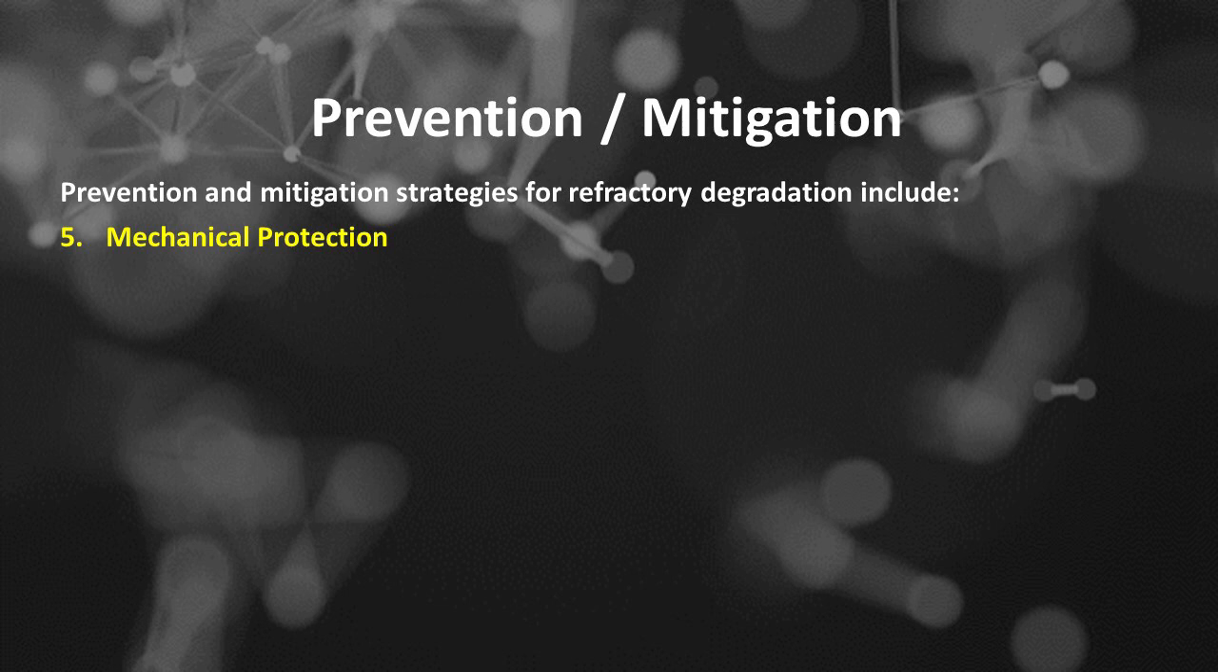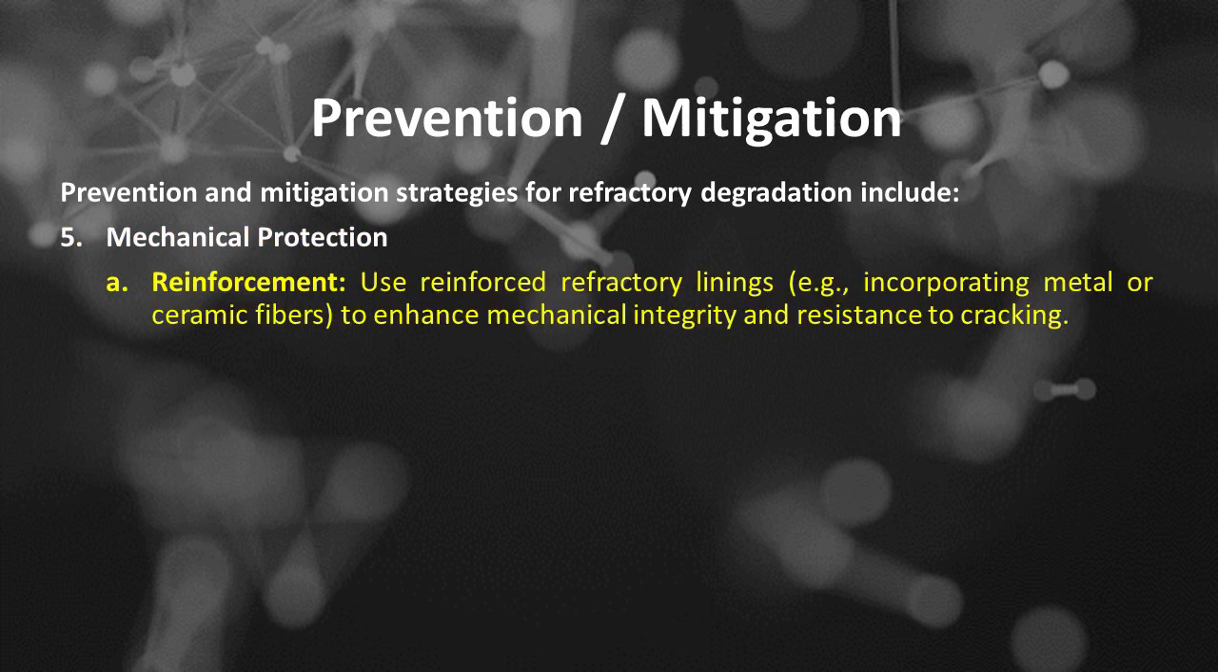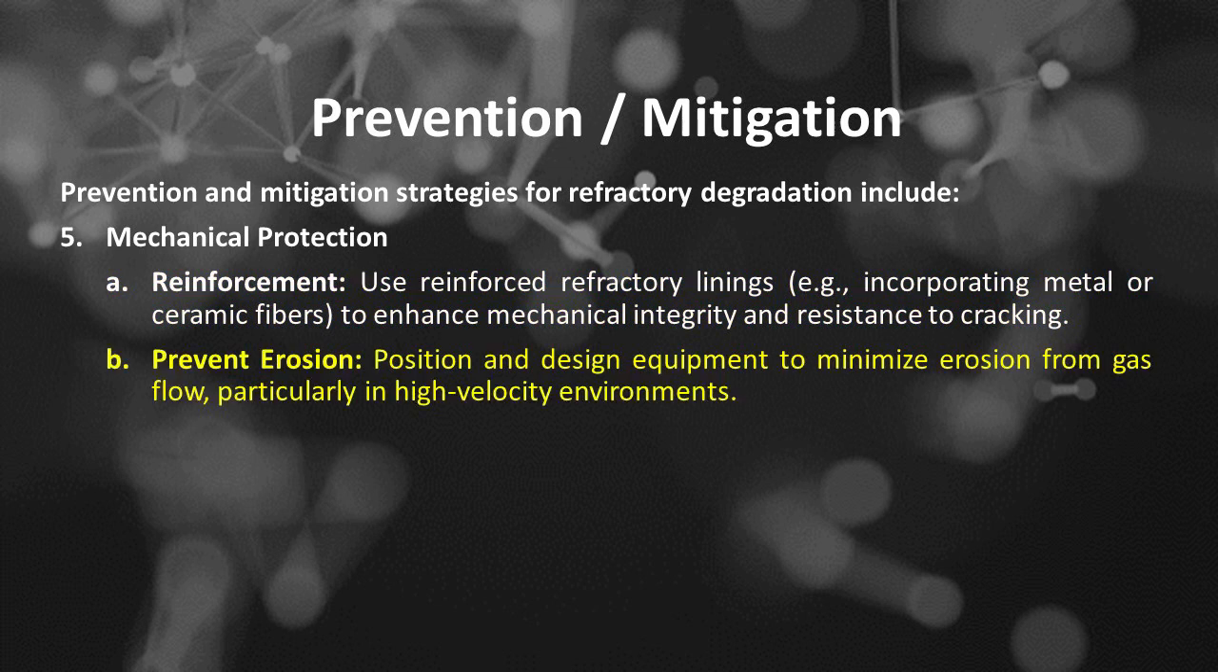Number 5 of prevention and mitigation strategies for refractory degradation is mechanical protection, includes. Number A of mechanical protection is reinforcement. Use reinforced refractory linings, such as incorporating metal or ceramic fibers, to enhance mechanical integrity and resistance to cracking. Number B of mechanical protection is prevent erosion. Position and design equipment to minimize erosion from gas flow, particularly in high-velocity environments.